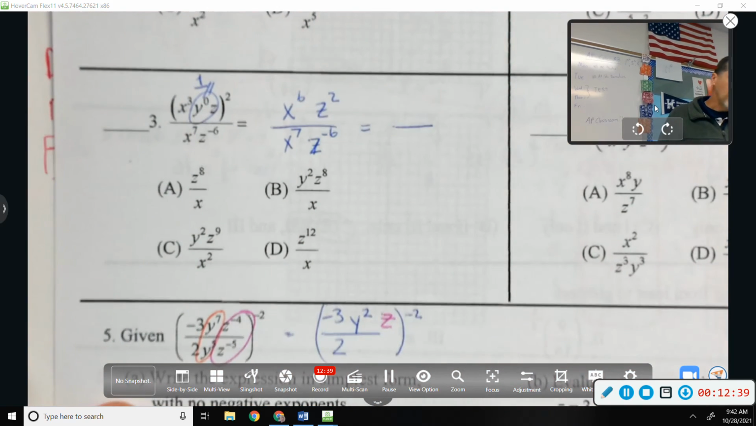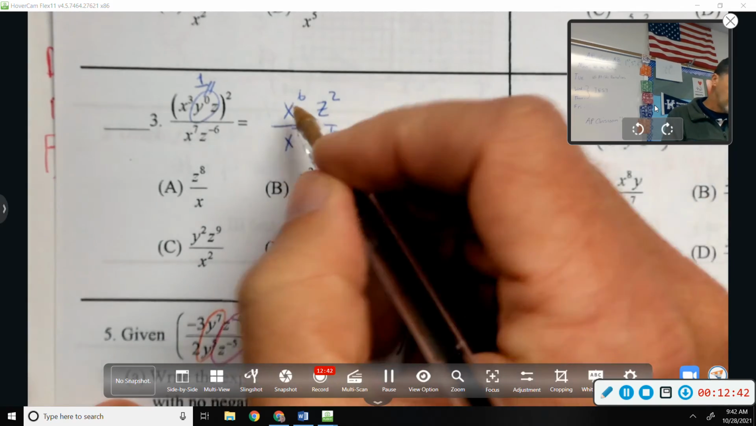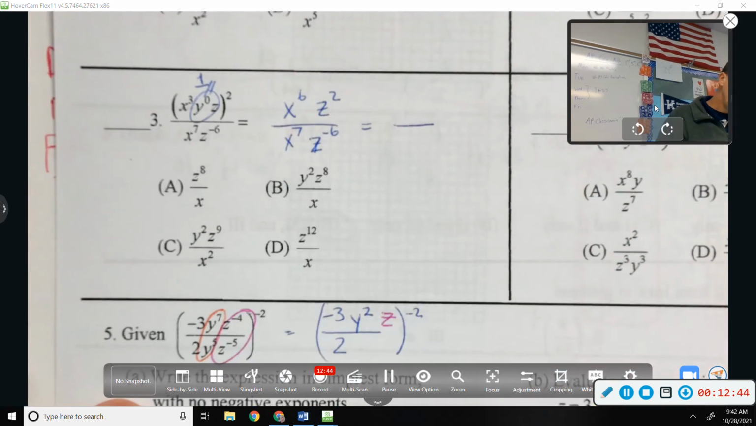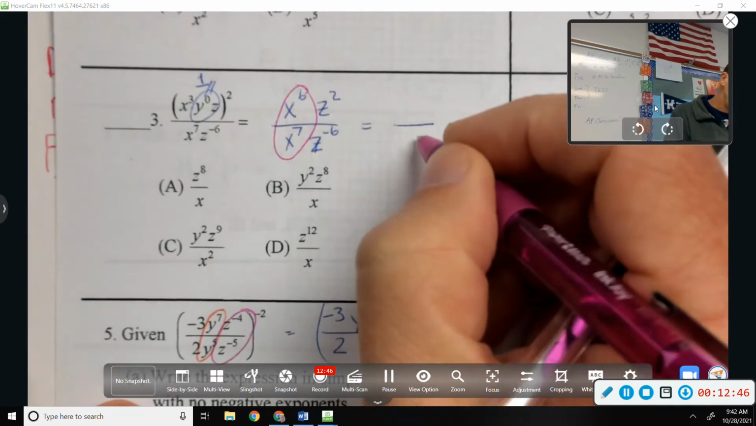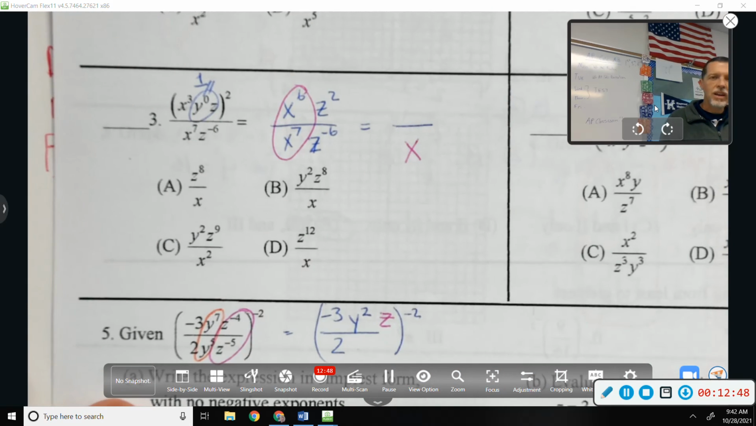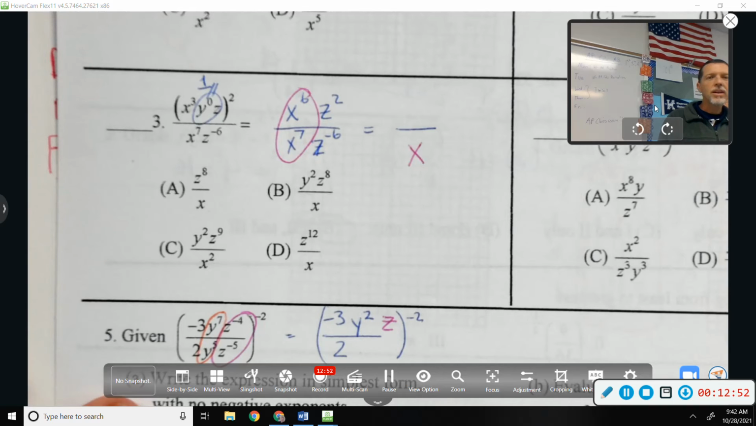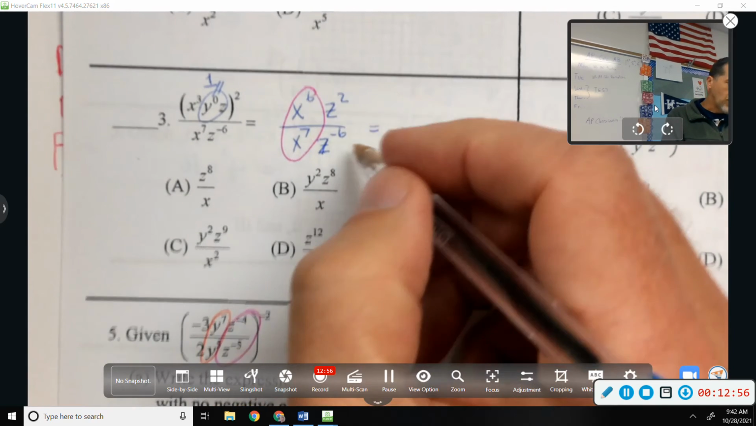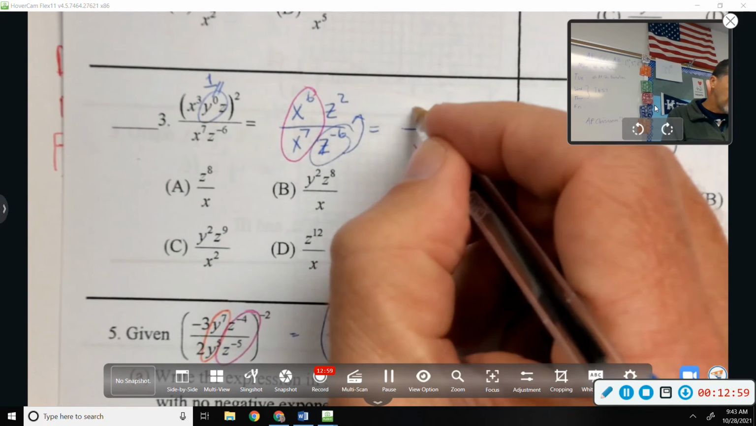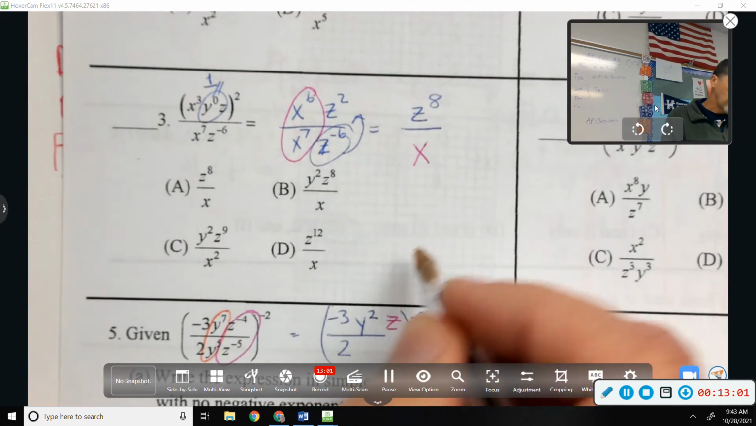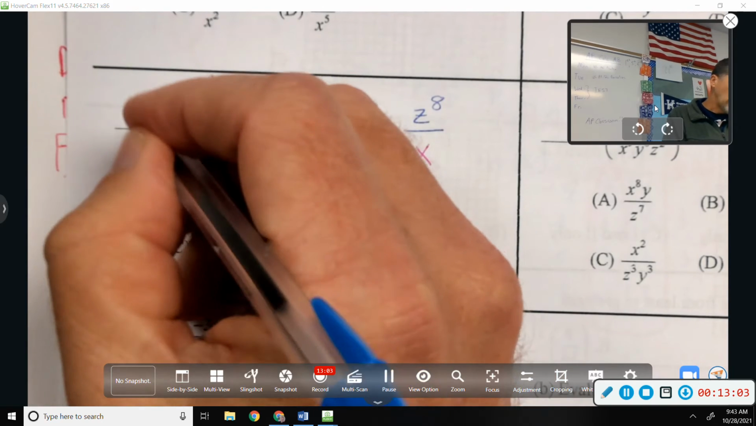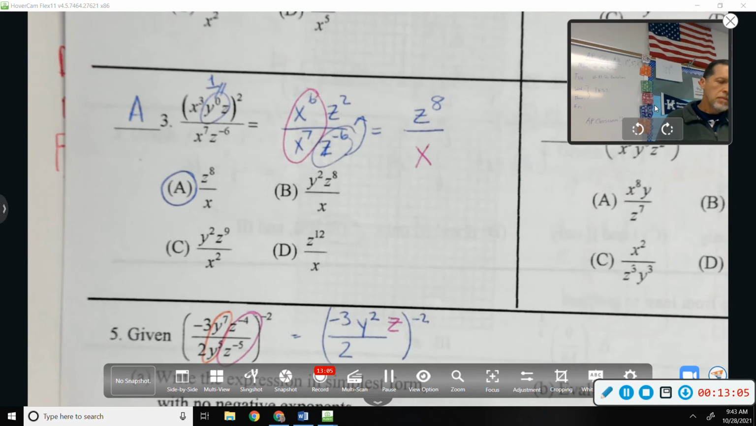X to the 7th, z to the negative 6. So this is a simple one that tests a lot of stuff. So I'll end up with an x in the bottom. This is good because we hadn't done one of these today. How many z's am I going to have, and where are they going to end up? 4 at the top? No, 8 at the top. 8 in the top, right? Because that negative 6 will move to the top, and then I'll have a total of 8 of them up there. And so that would be A. Good?